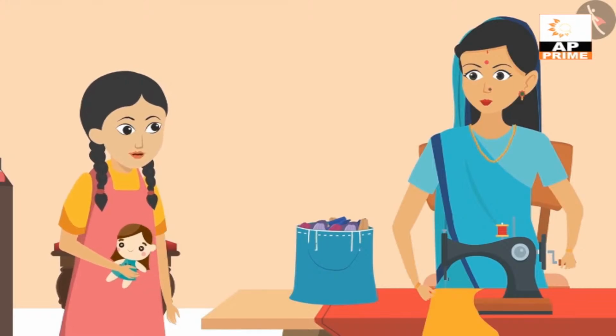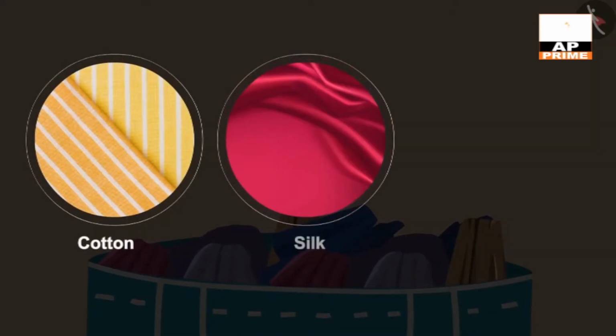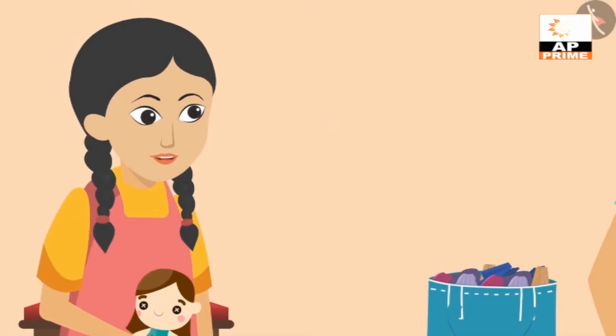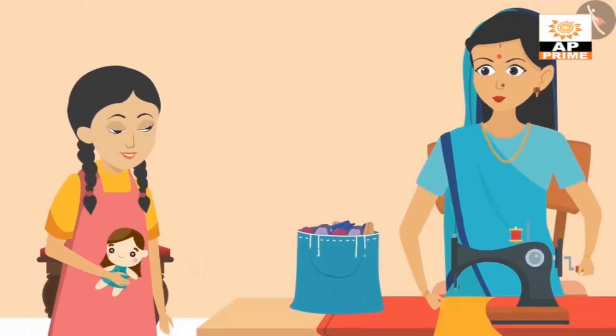"Oh wow! There are many colorful clothes in it." "Yes, Sunaina. It has different types of fabrics such as cotton, silk, and synthetic. You can make a frock or salwar kameez for your doll from any of them." "All these clothes are so beautiful. Auntie, how are such beautiful clothes made?"